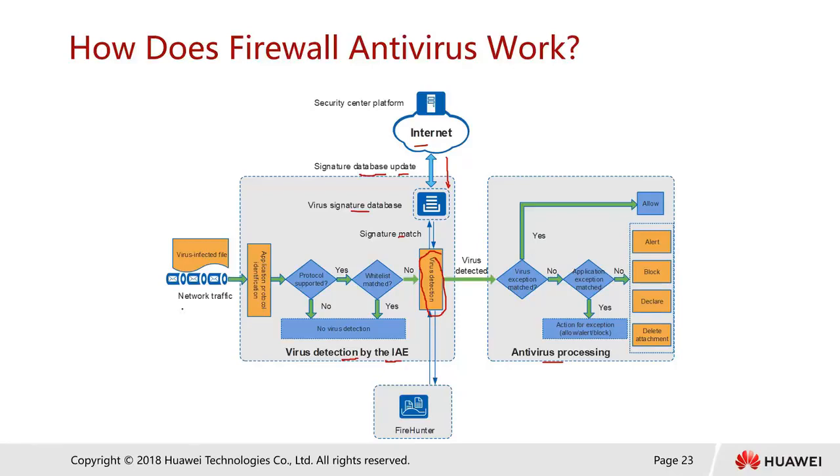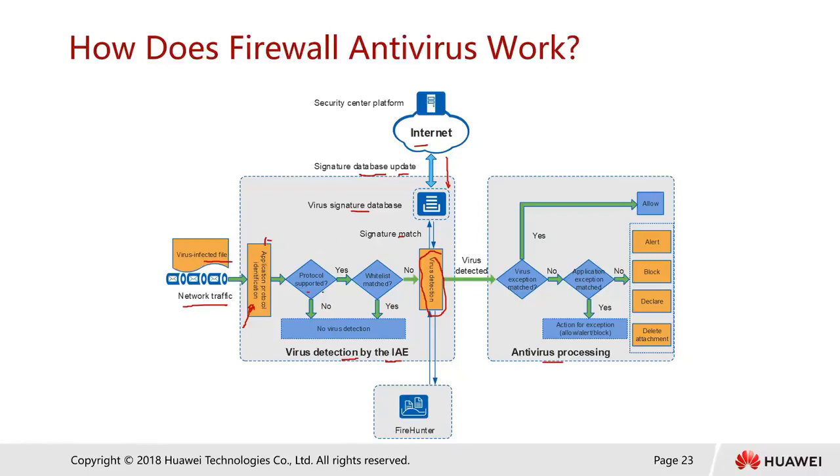After that, for network traffic with files infected by viruses, the next thing is the process called application protocol identification. This determines what kind of traffic this is. Is this FTP traffic, or SMTP, or maybe POP for downloading email? So they will differentiate the different types.